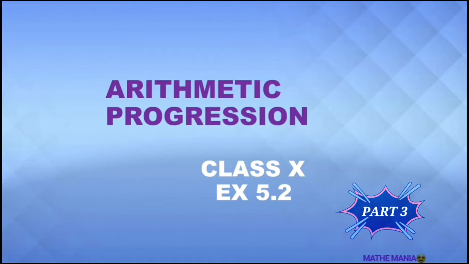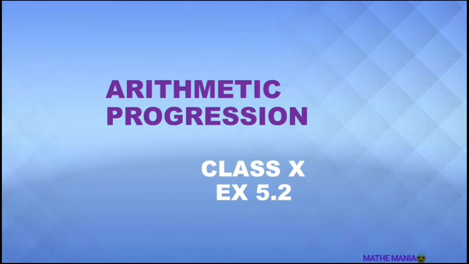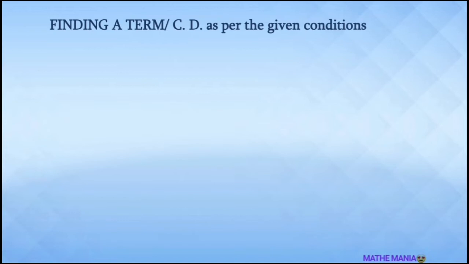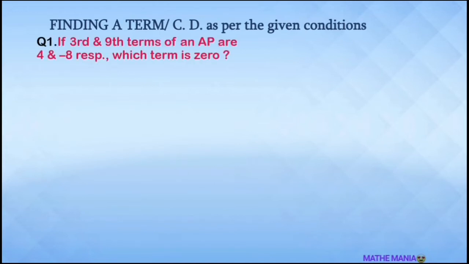Exercise 5.2 is based on the formula an is equal to a plus n minus 1 d. In the first two videos of this exercise, I have covered questions based on this formula. In continuation with the previous video, I am going to cover some more questions based on finding a particular term of an AP. So let's get started.